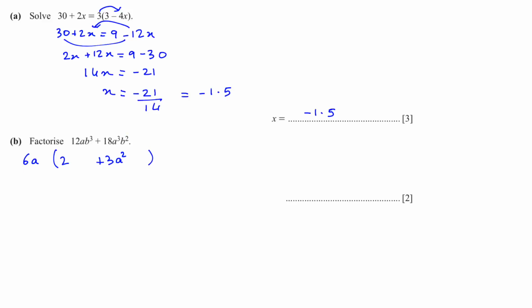Now looking at b, there are 3 b's here and 2 b's here. So 2 b's are common. B squared is written out. That is cancelled. And from the 3b, if you minus 2, you will have 1b. So that's your answer: 6ab(2b + 3a²).